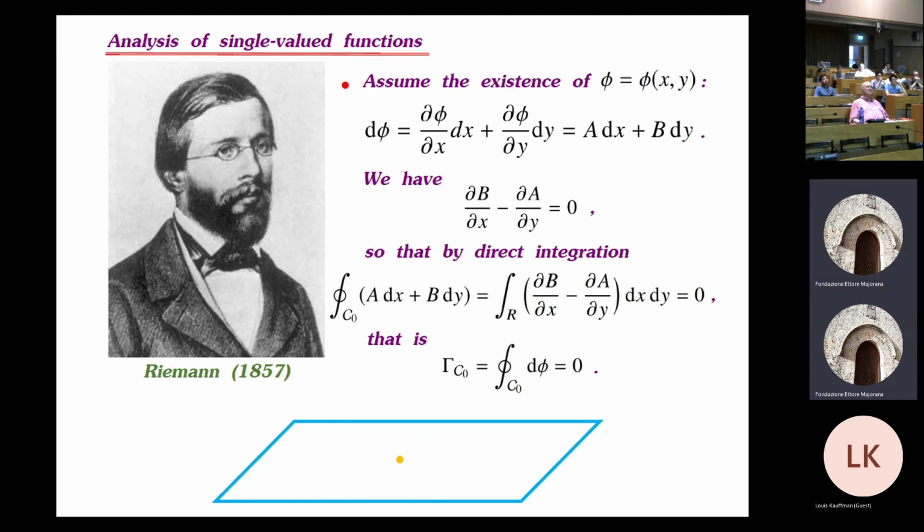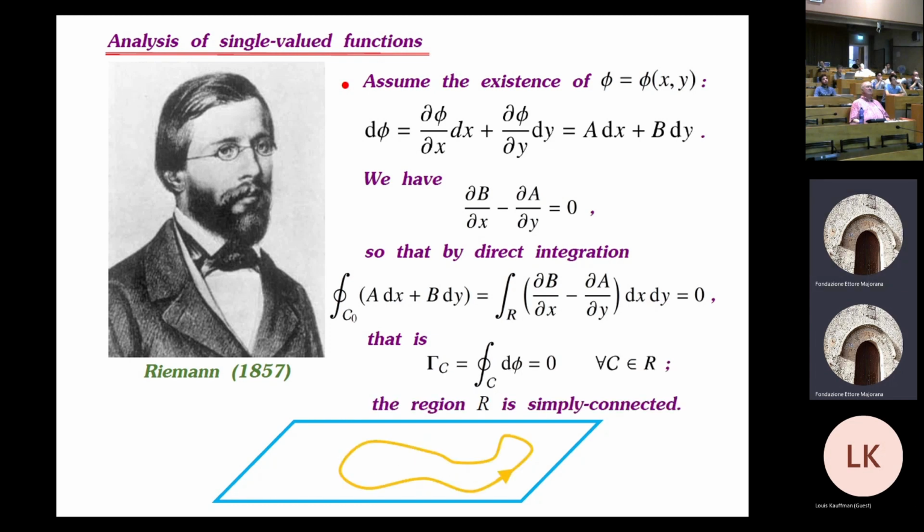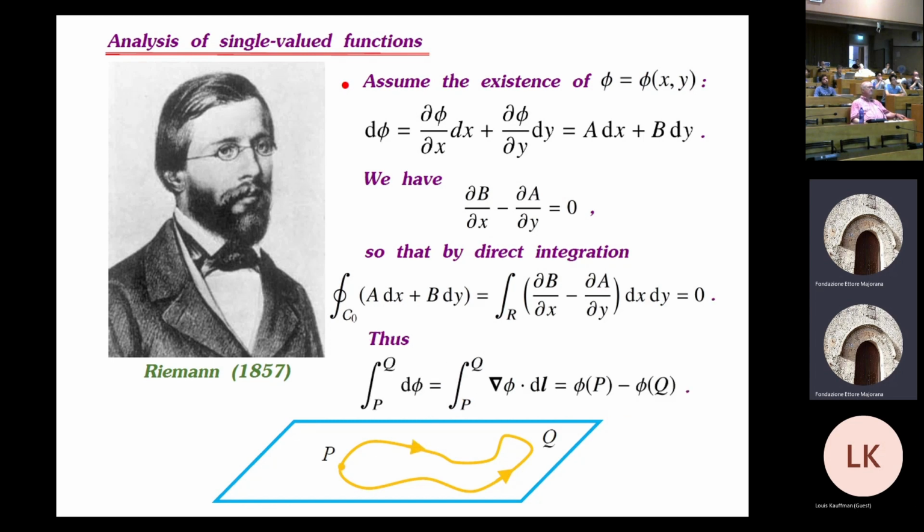Of course, we can shrink this curve to a point without any difficulty, and Riemann talks about the 2D case, so we are in the 2D situation here. And then he says, okay, if you can shrink it to a point, then the region is simply connected. And in particular, you can establish this fact.